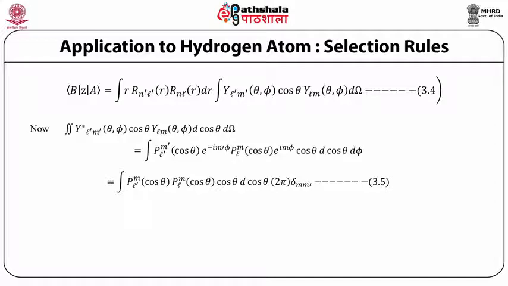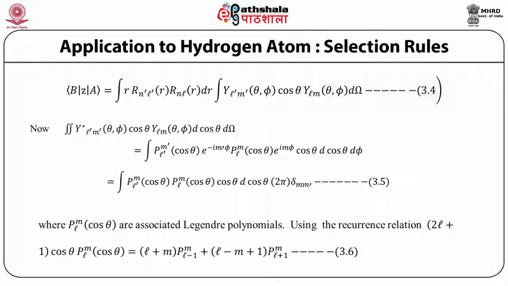This can then be written as P m prime L prime of cosine theta, the Legendre function, into exponential minus i m prime phi, into P m L of cosine theta, into exponential i m phi, into cosine theta d cos theta d phi. So we have an integral over P m L prime and P m L of cosine theta multiplied by cos theta d cosine theta, and the d phi integral has made both the m's the same, m equal to m prime, with the delta function, and gives us a factor 2 pi in addition, and this is equation 3.5.